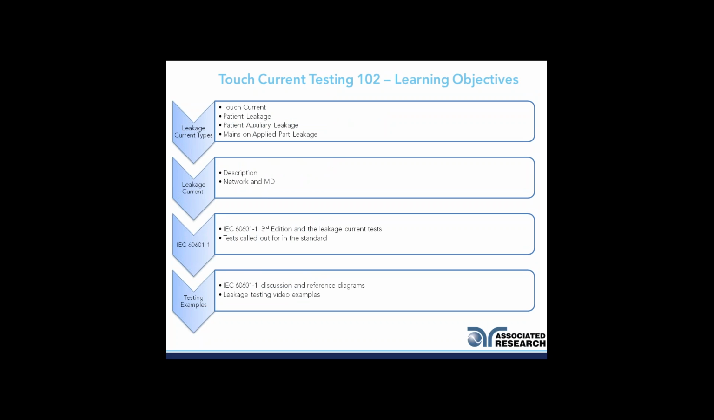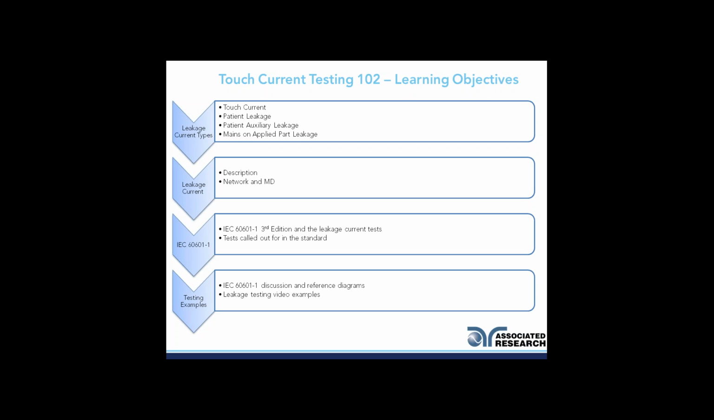For today's webinar, we're going to be mainly focusing on medical equipment testing, ME equipment testing, and also the 60601-1 third edition standard. The reason for that is the medical standard calls out for a more stringent test when it comes to leakage current, and there are different types of leakage current it wants you to test for. The currents could be touch current, patient leakage current, patient auxiliary current, and mains and applied part leakage. We'll go through the definition of all these types of currents and also show you different ways of testing this with a video demonstration.